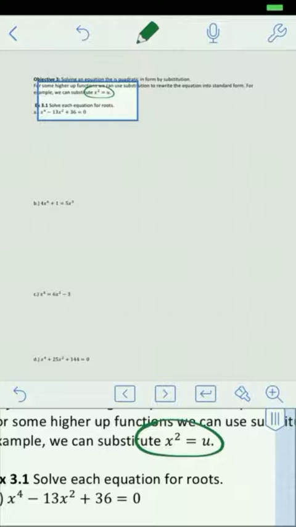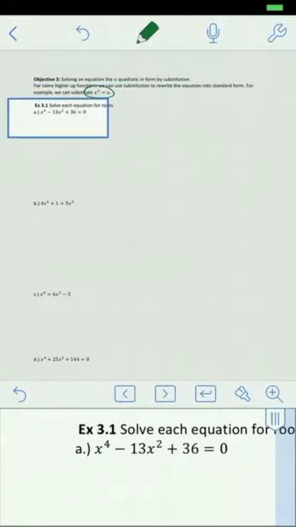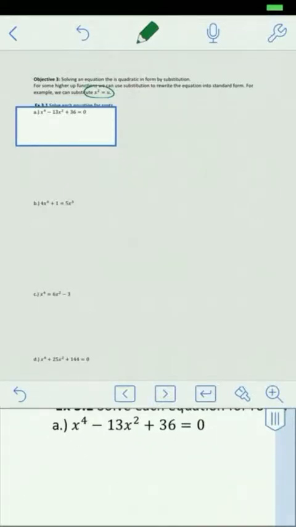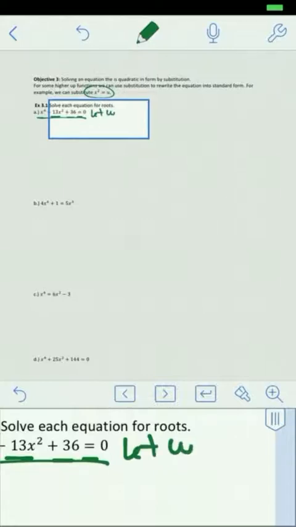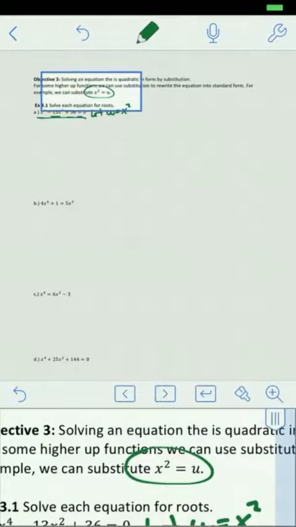We're going to take out things that are not nice, like x to the fourth, and replace it with U. Okay, so I've got this equation: x to the fourth minus 13x squared plus 36 equals 0. This is not a quadratic equation as it is, so we need to change it so that it is a quadratic equation. But what I'm noticing here is it looks very quadratic. It looks like almost the right setup except for the powers. So I'm going to try and change the powers. I'm going to let U equal x squared, kind of like they recommend here.